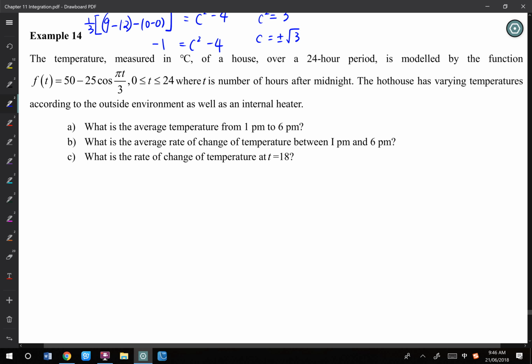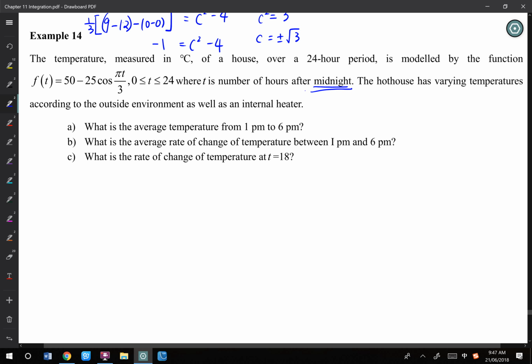The temperature measured in degrees of a house over a 24 hour period is modeled by a cosine function, between 0 and 24. So T is the number of hours after midnight. So midnight is 12 a.m. After midnight, the hot house has varying temperatures according to the outside environment as well as the internal heater. So the temperature changes, okay? The heater works and also the outside environment will influence the temperature. So the temperature keeps changing.